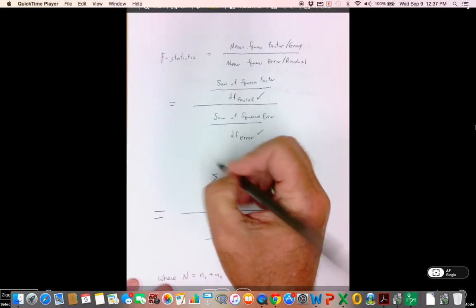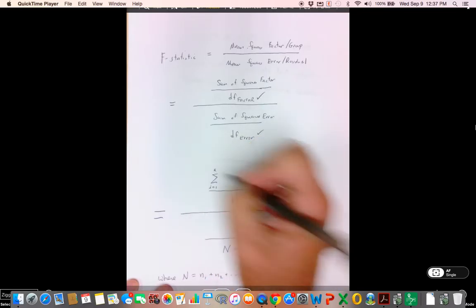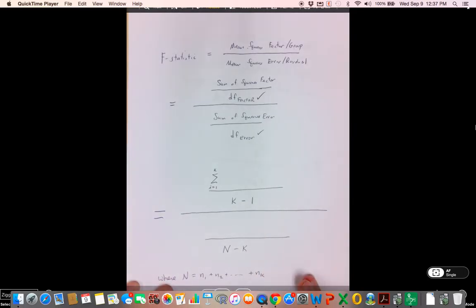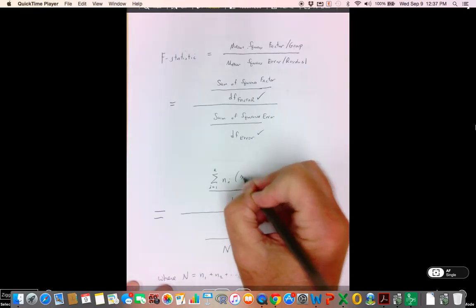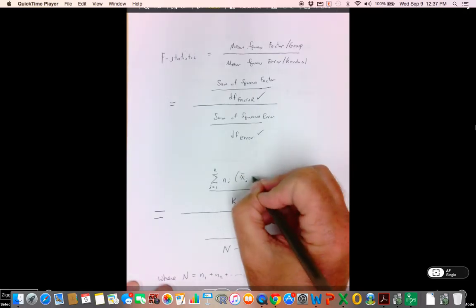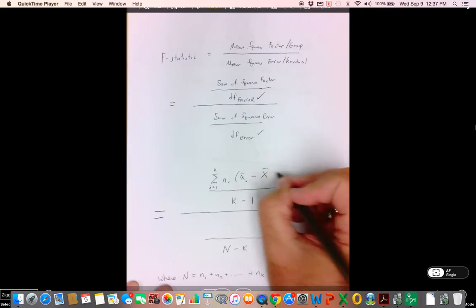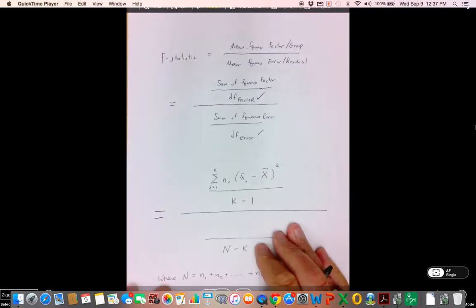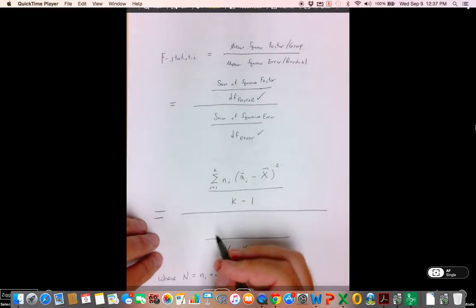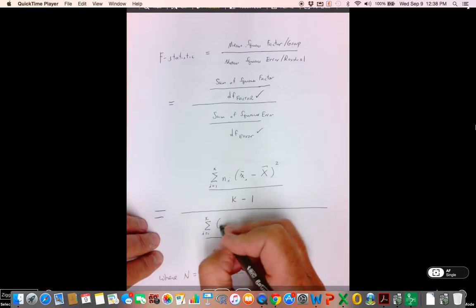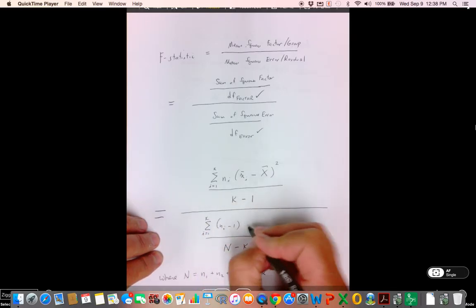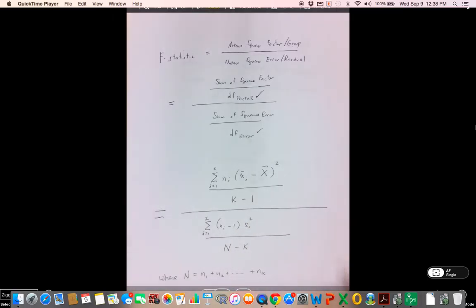The sum of squares for the factor, we sum from i equal 1 to k. And what we do here is we take each group mean minus the grand mean, quantity squared. And then the sum of squares for the error is the sum from i equal 1 to k of n sub i minus 1 times the variance of each group.